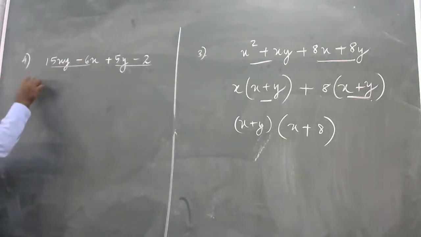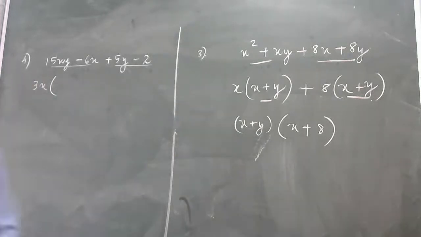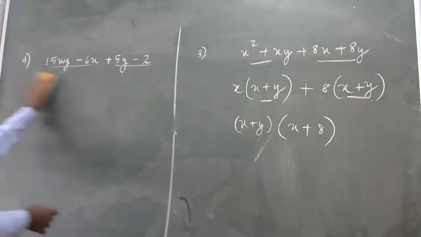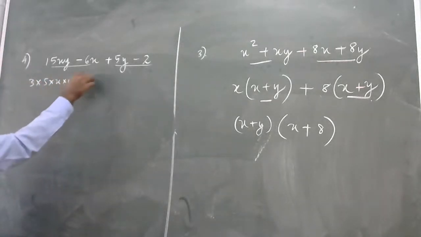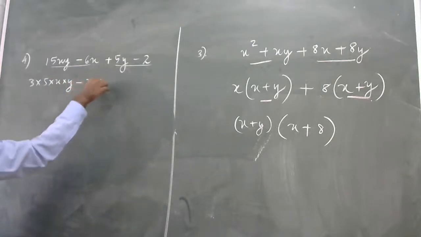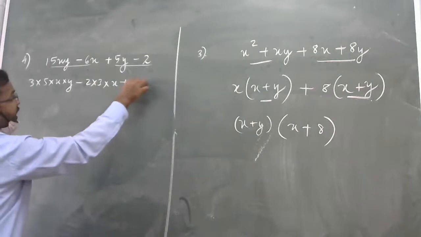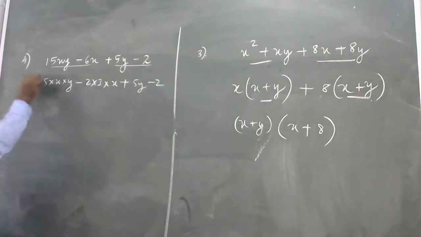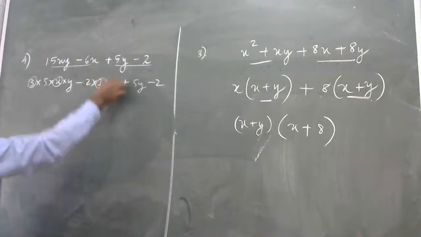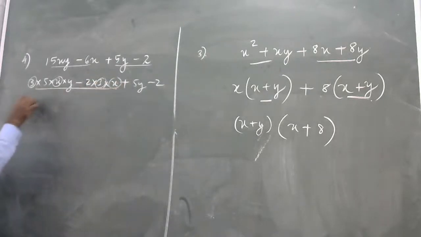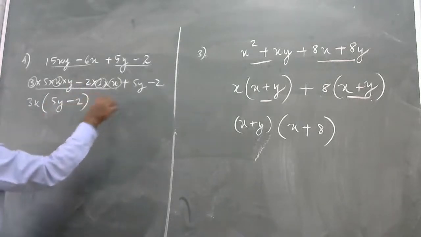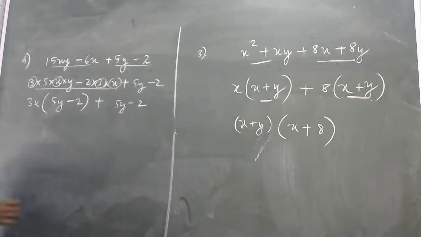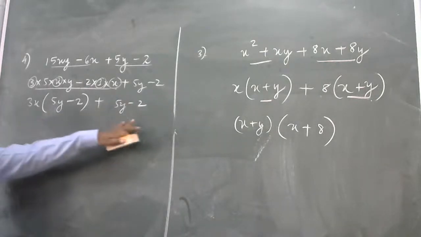So from these two, you take 3x out, and if somebody is having doubt, you write it one more step. 15 can be written as 3 into 5 into x into y, minus 6 can be written as 2 into 3 into x, plus 5y minus 2. And as we told, 3x is common. Take the 3x outside from these two. So if you take 3x outside, 5y will be left out, minus 2 will be left out, and plus 5y minus 2 is there. So now you see here 5y minus 2 and 5y minus 2 is common.